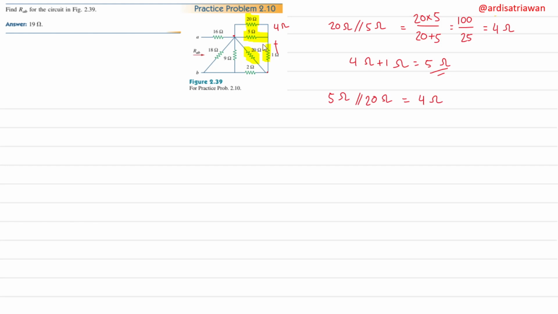And then what can we do from here? Okay, let's redraw this. We have that 16 ohm, and then we still have that vertical resistor of 9 ohm, and then we still have the 2 ohm resistor here. Okay, we still have 2 ohm here, but from all of this we form a single resistor of 4 ohm.